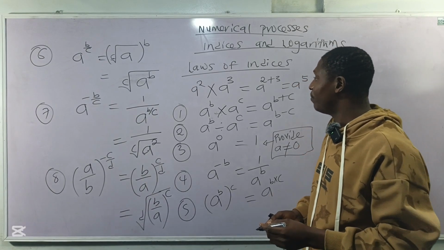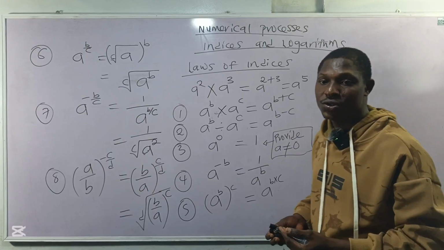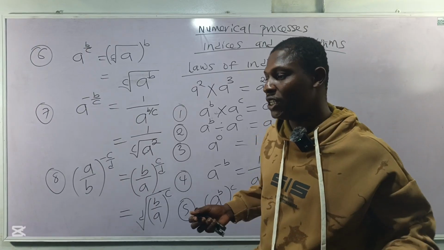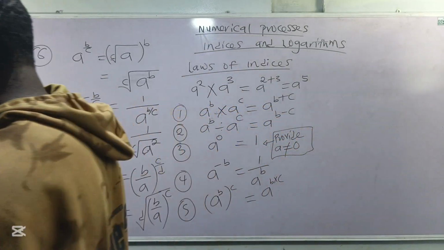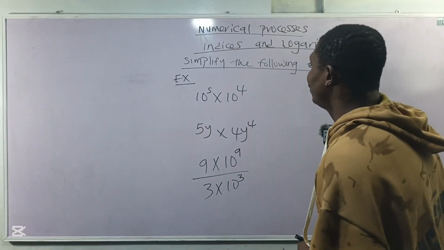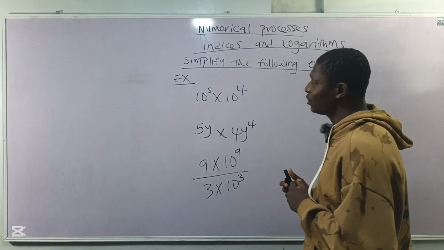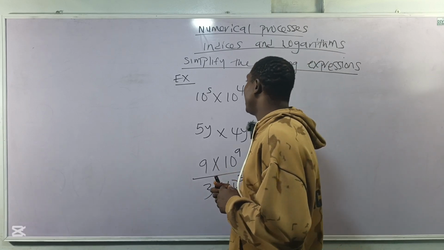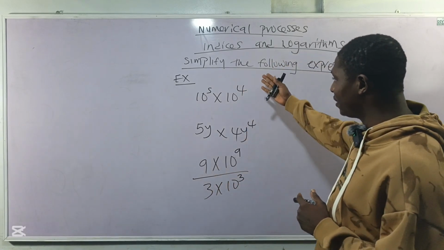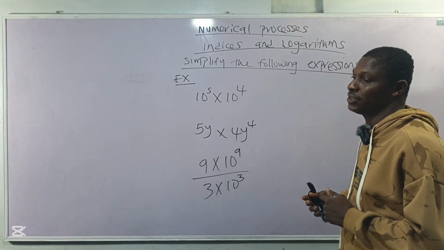The solving will give us a better insight about the laws of indices. So let's start with our examples. So we have 3 examples on the blackboard, and please get me. My plight here is to make sure you understand the reasons for each answer.